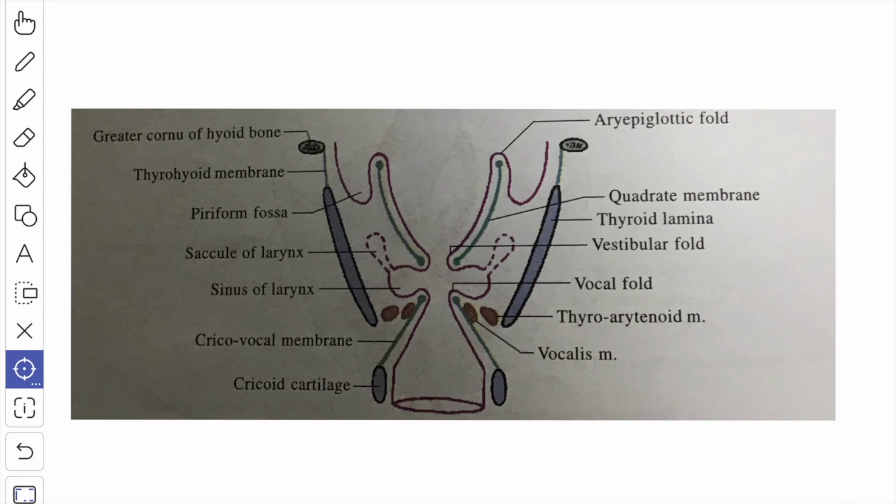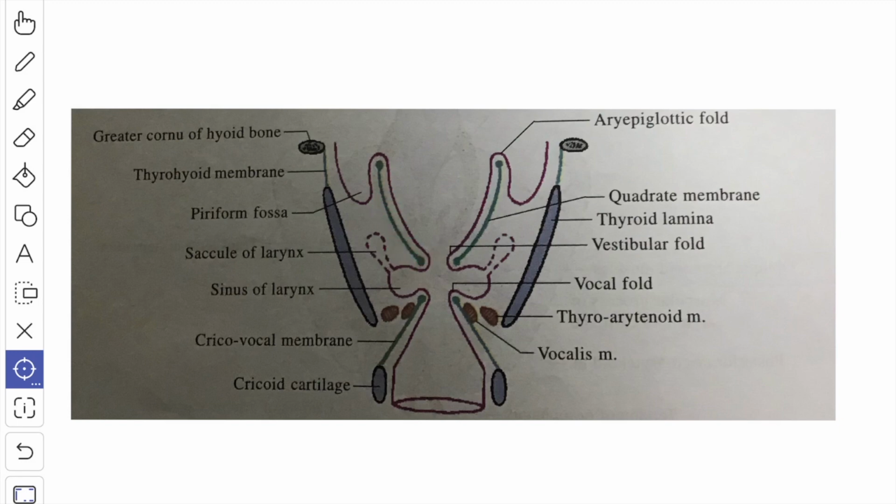Next, we'll see the subdivision of the larynx. The interior of the laryngeal cavity is subdivided into three parts. This part is known as the vestibule. The vestibule, or the upper part, extends from the aryepiglottic fold to the vestibular fold, and it slopes like a funnel from above downwards and medially.